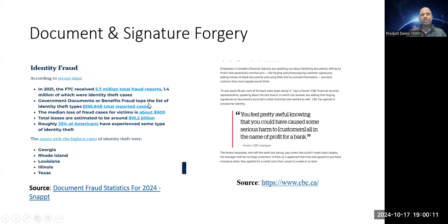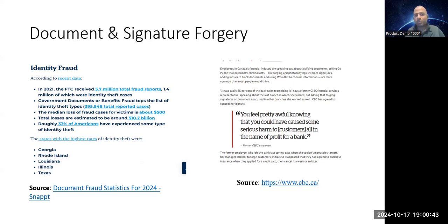As you can see, in 2021, the FTC received 5.7 million total fraud reports, 1.4 million of which were ID theft cases. Government documents or benefit fraud tops the list, with 395,948 total reported cases. The median loss of fraud cases for victims was about $500, and the total losses were around $10.2 billion.